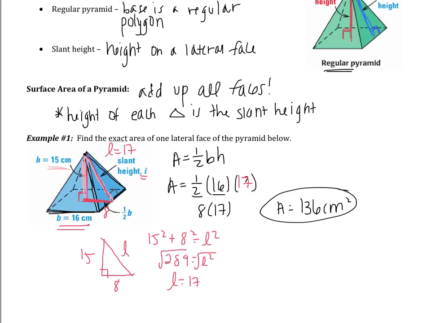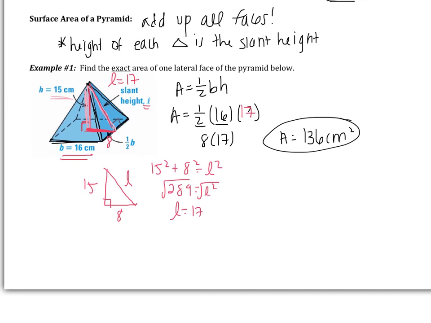So if I wanted to find the surface area of the whole pyramid, I would have to find all 4 triangles and the base. Now, granted, all the triangles are going to be congruent, but that's what I would need to end up doing. So let's flip the page.